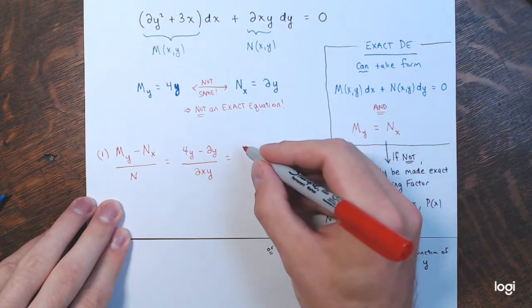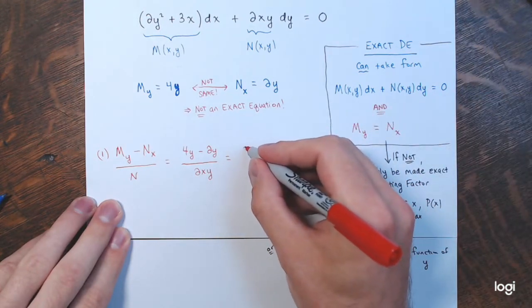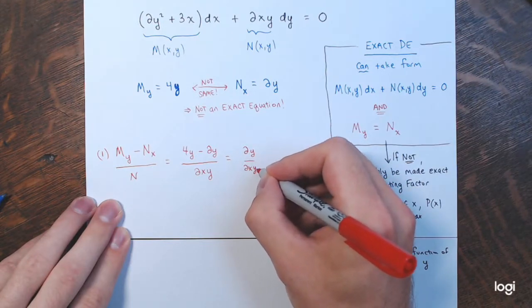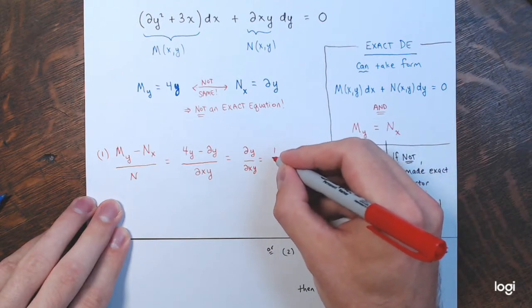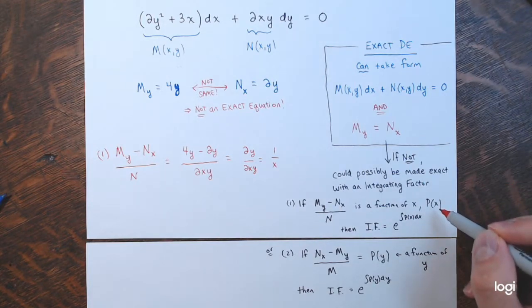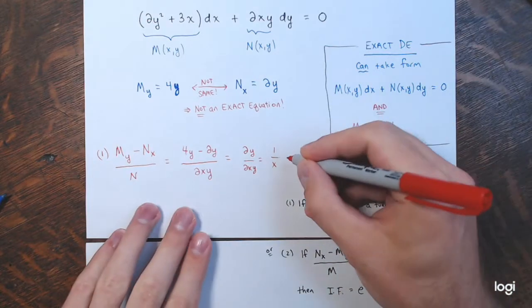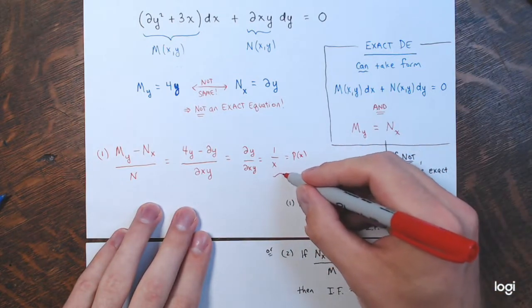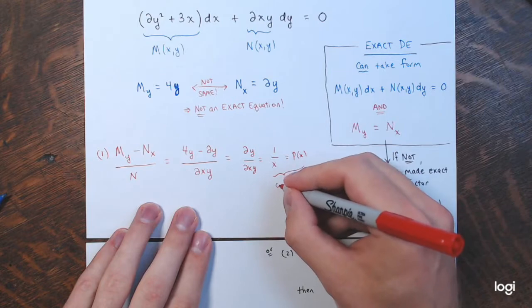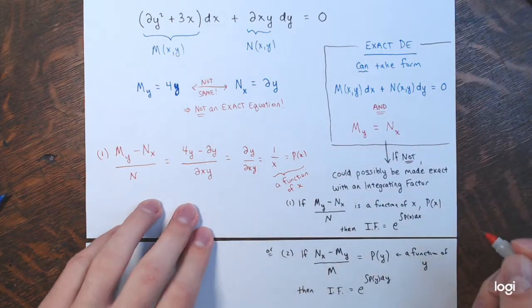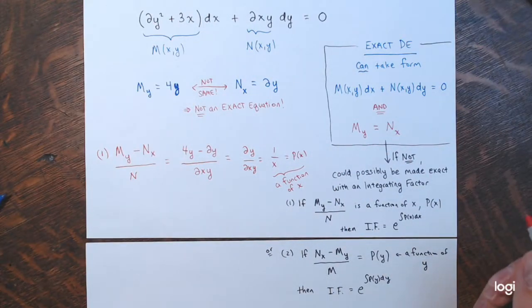And this is 2y divided by 2xy. So this is just 1 over x, which is a function solely of x. I'll call this P of x. And so I don't need to look at the second one. What we have here is a first expression that is a function solely dependent on x, so I can find an integrating factor related to this equation.